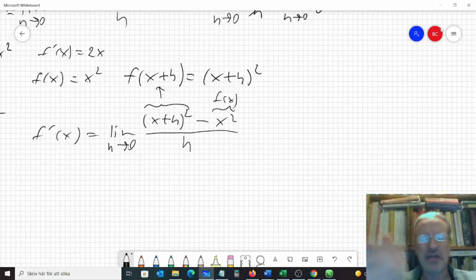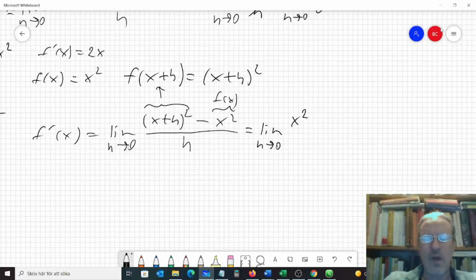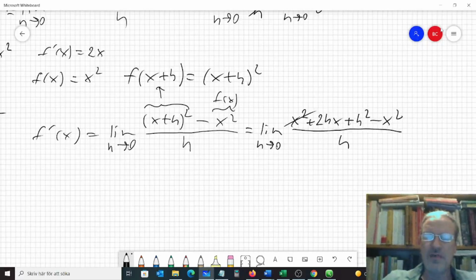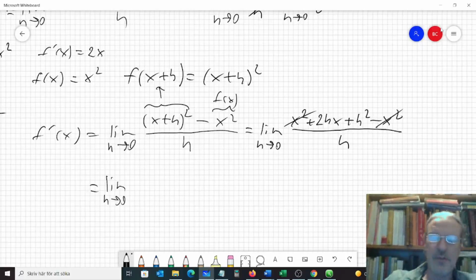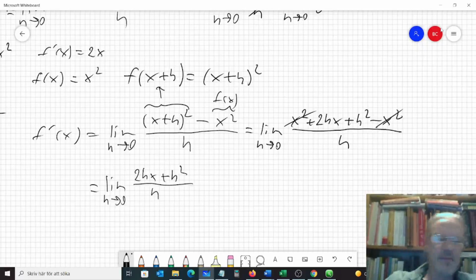And if we try to plug in h is 0 into this, we will see that we get 0 over 0, so we can't use that directly, but we can try as before to do a bit of expansion and simplification. So the limit as h goes to 0 of x squared plus 2hx plus h squared minus x squared over h. You can see the x squared will cancel against x squared. To get the limit as h goes to 0 of 2hx plus h squared over h.